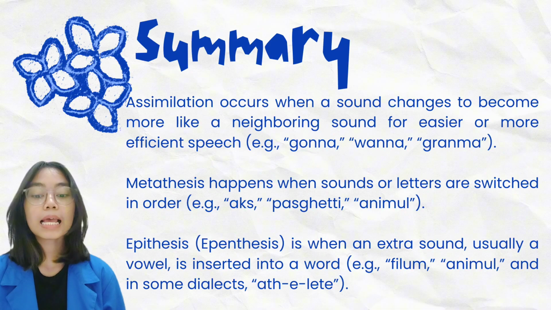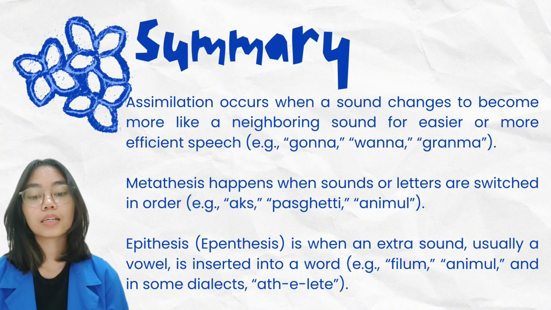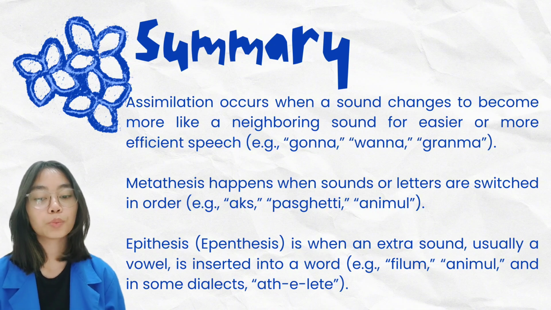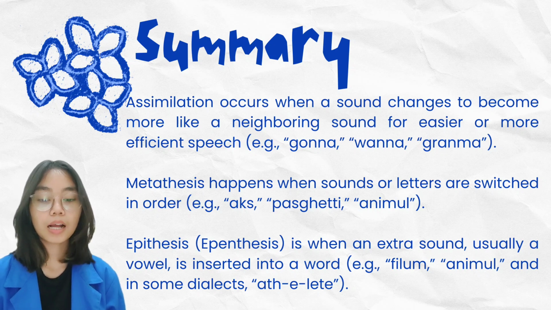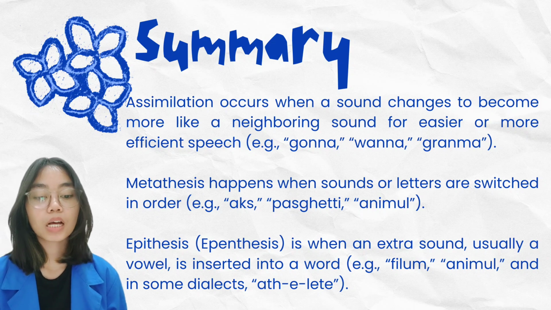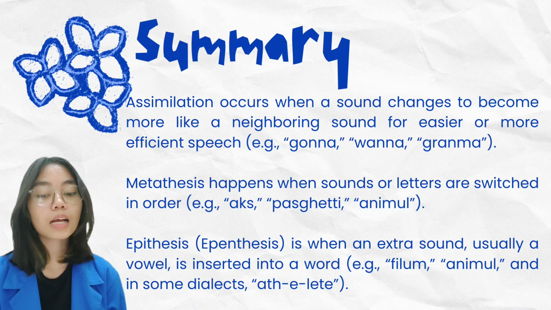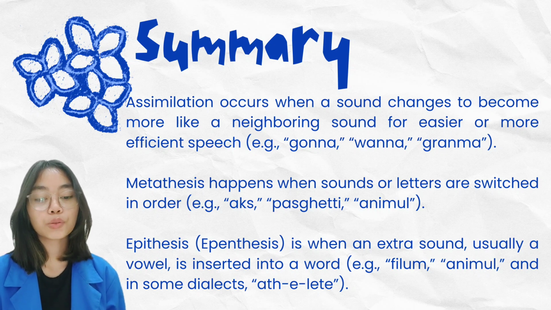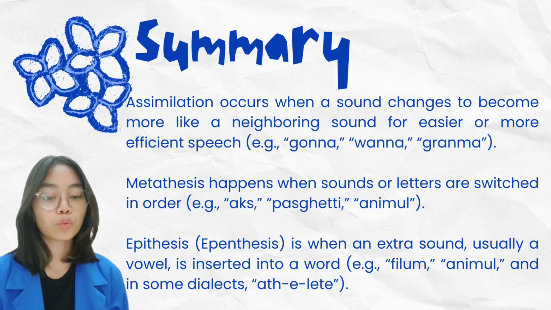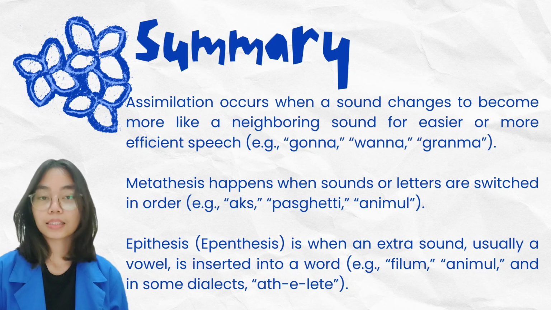So here is a summary. Assimilation occurs when a sound changes to become more like a neighboring sound for easier or more efficient speech. For example, "Ghana", "Wana", "Grandma". Metathesis happens when sounds or letters are switched in order. Examples: "aks", "pasghetti", "aminal". Epenthesis is when an extra sound, usually a vowel, is inserted into a word. Examples: "film", "animal", and in some dialects, "athlete".